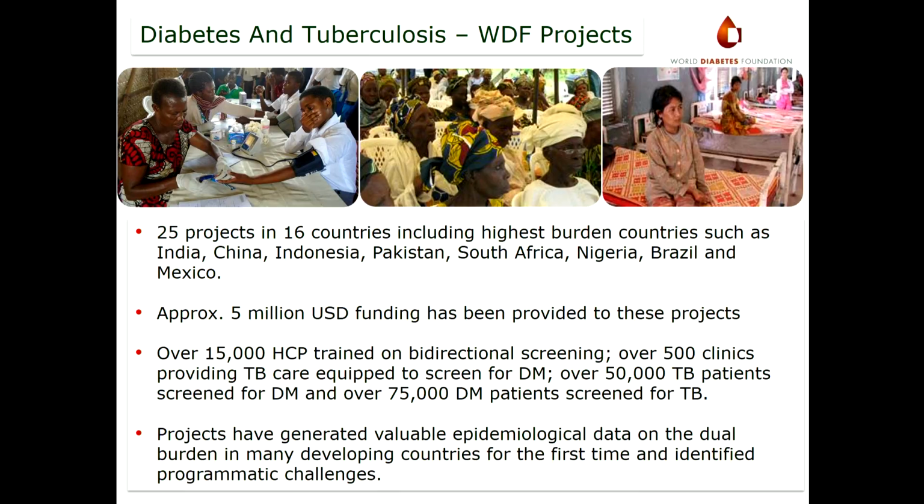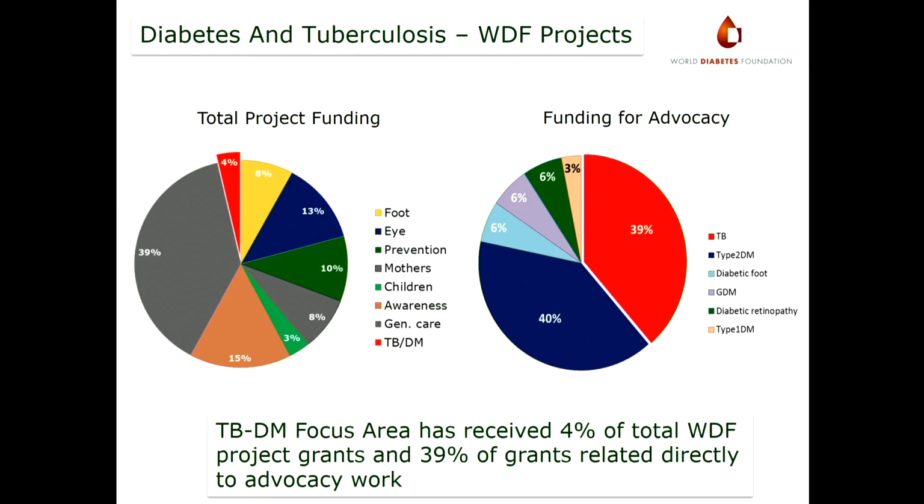So over the last 6-7 years, the World Diabetes Foundation has funded about 25 projects in 16 countries, including the countries with the highest burden of tuberculosis and diabetes, that is India, China, et cetera. Approximately about 5 million US, I hope it was 500 million. It's only 5 million, I'm sorry. 5 million US dollars funding has been provided to these projects, and as a consequence of this, we have been able to provide very basic training to healthcare professionals on the bidirectional screening, strengthen the capacity of about 500 clinics around these countries for the screening for diabetes and tuberculosis. And these projects have generated valuable epidemiological data on the dual burden of diabetes and TB.